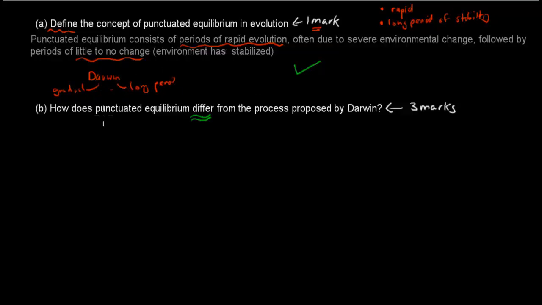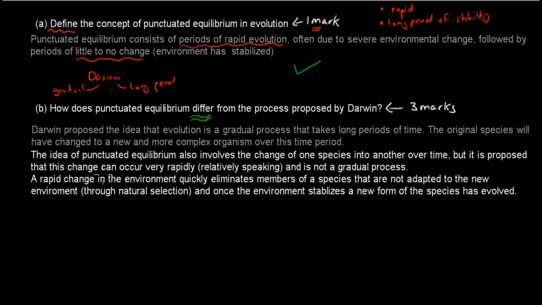Whereas, as we mentioned earlier, punctuated equilibrium is all about rapid evolution and then stability for long periods of time. In this case, Darwin says it takes a long period of time and the change is gradual, whereas with punctuated equilibrium, that's not the case. So what I wrote is, all of this comes at once. That was not the plan, but I'll just break it down.